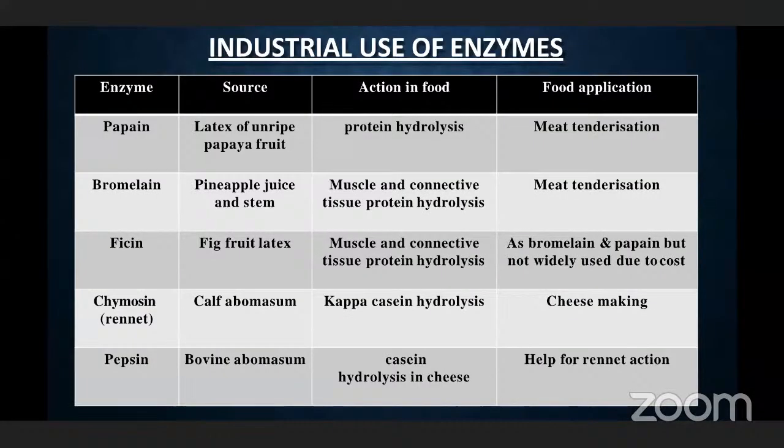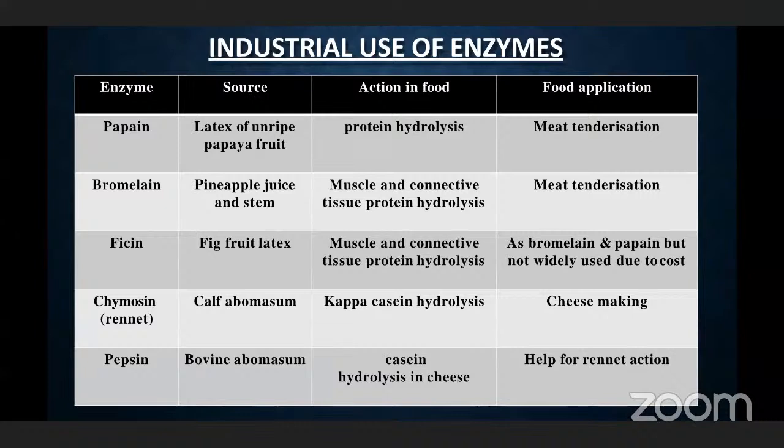Now, already some enzymes are used in the industries. So what are the applications? First is papain. Papain is obtained from latex of unripe papaya fruit. Okay. And the action in food is protein hydrolysis. It hydrolyzes the proteins. Therefore, this is used in the meat tenderization industry.